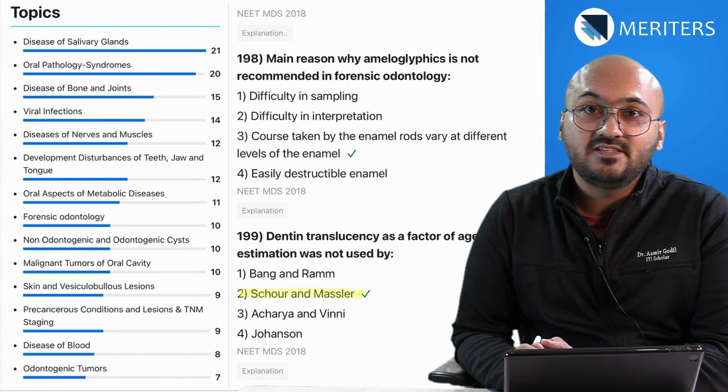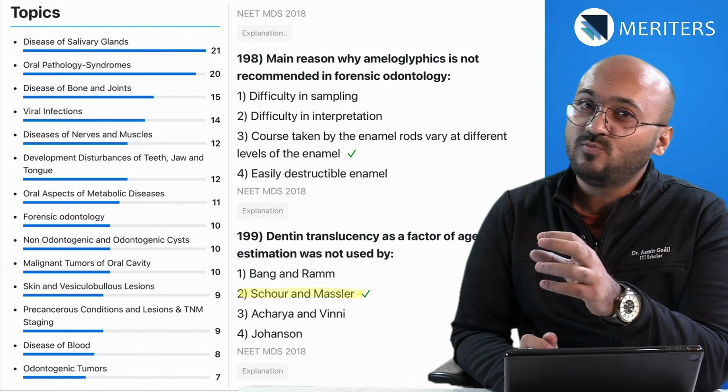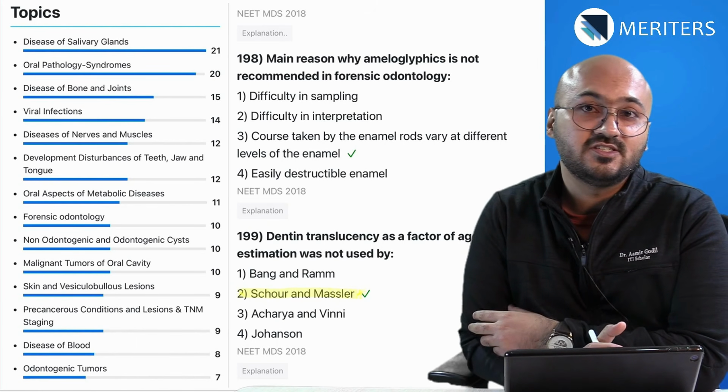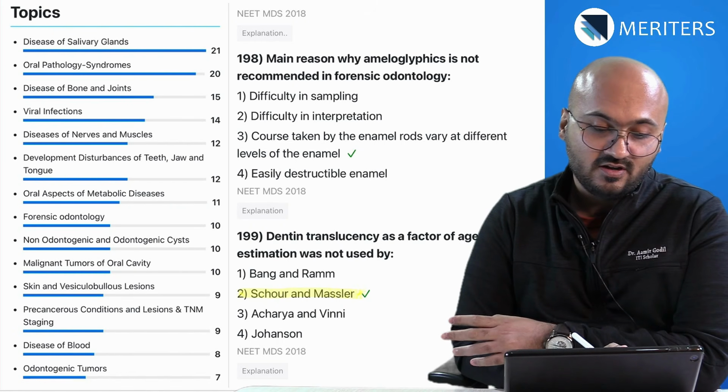This is pretty surprising that salivary gland tumors and pathologies, which is such a small topic, had so many questions in the past NEET MDS exams. So this one topic is definitely important.